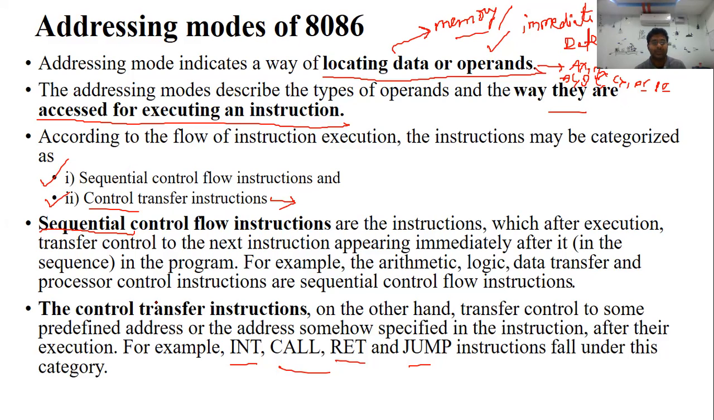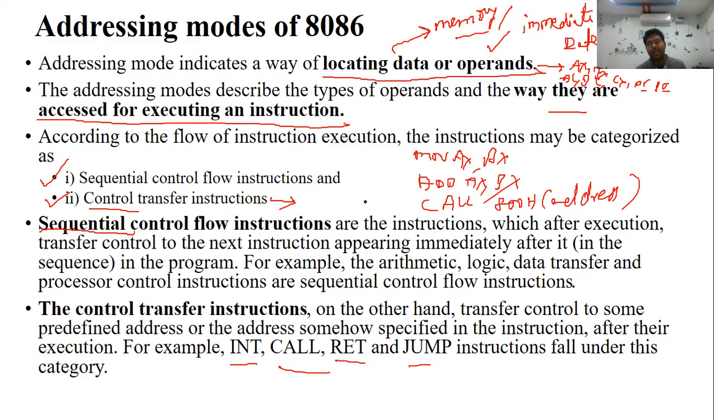The control transfer means, suppose you write the program like this: move AX comma BX, then add AX comma BX. Then suppose I write call 800H, where this is an address. What is the meaning of this call instruction? Whatever data is present at this address comes here and is executed. So this is not the sequential way. It interrupts that program and goes to another memory location, then comes back to this one and executes the program. Likewise return also, then jump.